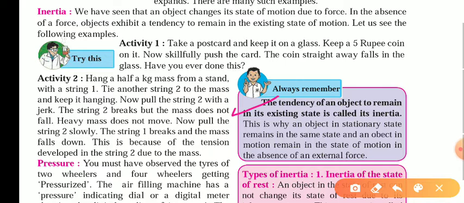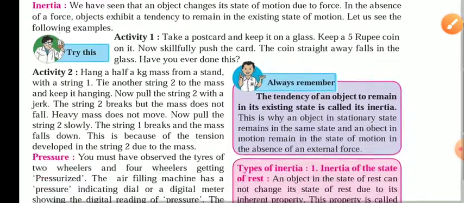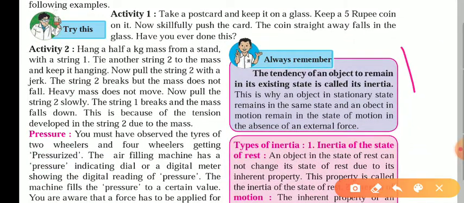For that, they have taken a best example. What you are supposed to do is take one glass, one tumbler, and keep a postcard on it, or any piece of paper or a hard sheet if you have one, and place a coin on it. Then you have to flick it from the corner. You have to hit it from the corner.